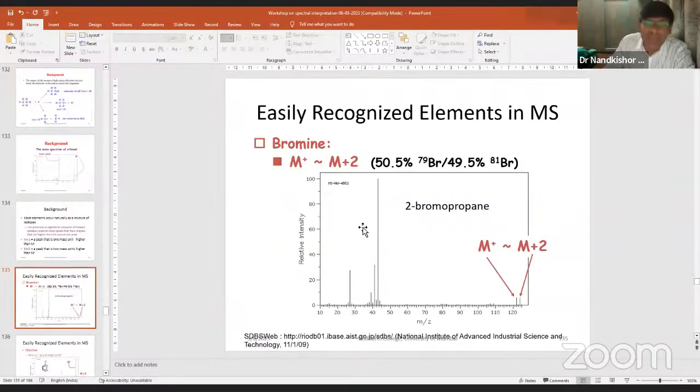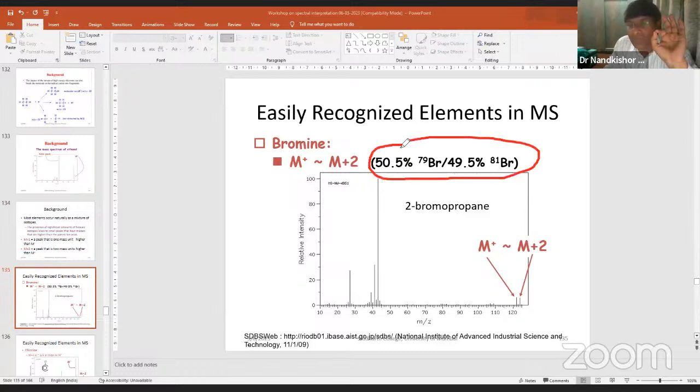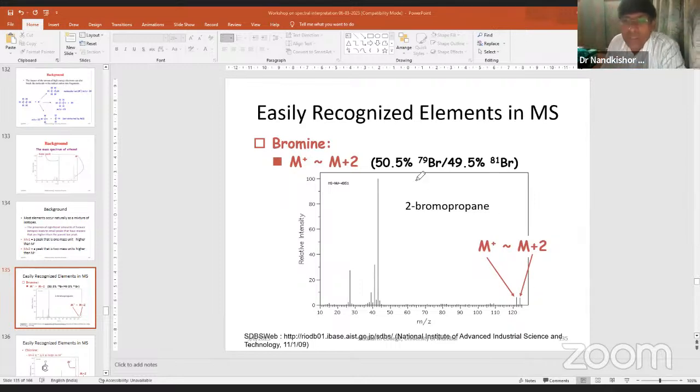Now look at the best example of M+2. This is a bromide, 2-bromopropane. The first peak is M+2 because the mass is 2 units more. The intensity of both peaks is the same because the natural abundance is almost 50-50%, so the height of the peaks is almost the same. If you see chlorine, the intensity is 3:1, one tall and one small. Here it is 1:1. One will be the molecular ion peak, another the isotopic peak, that is M+2.